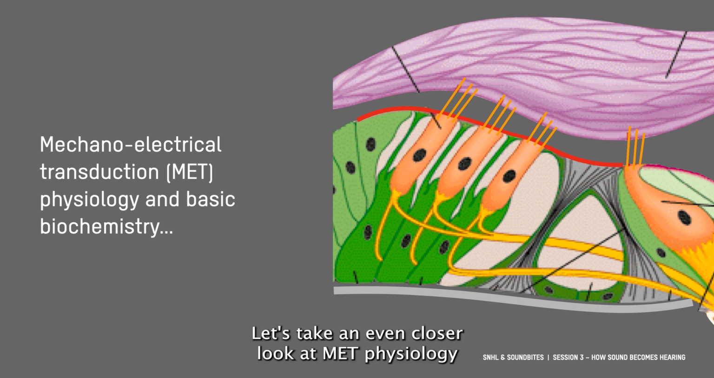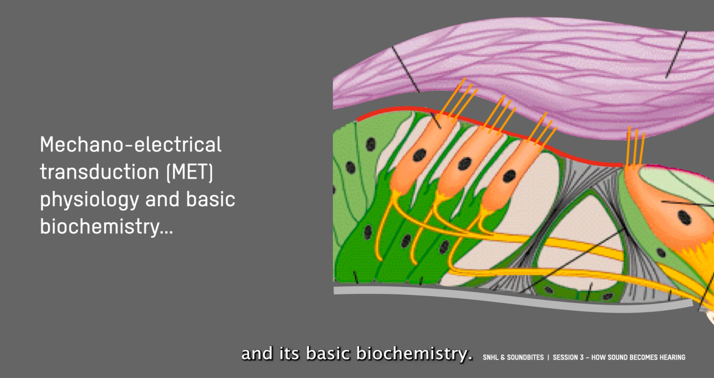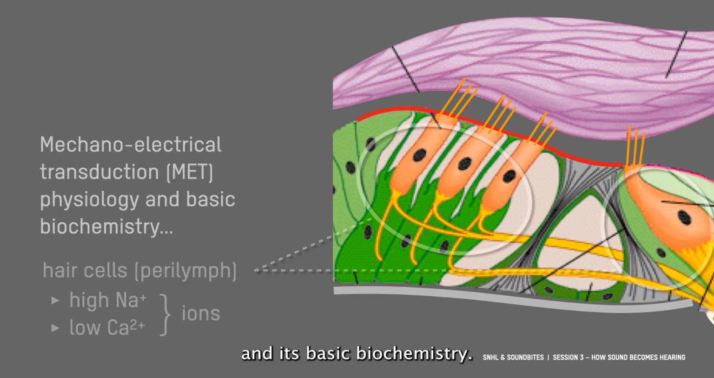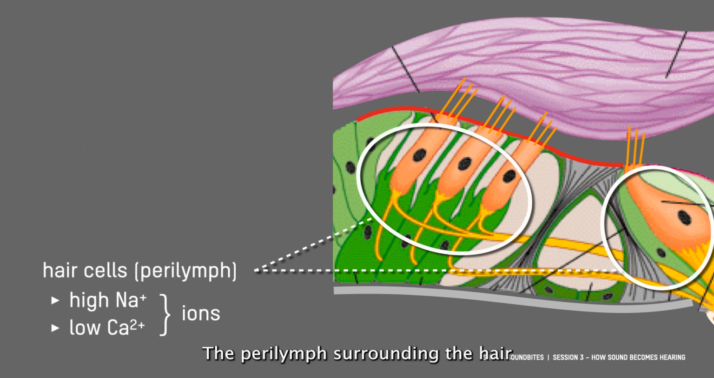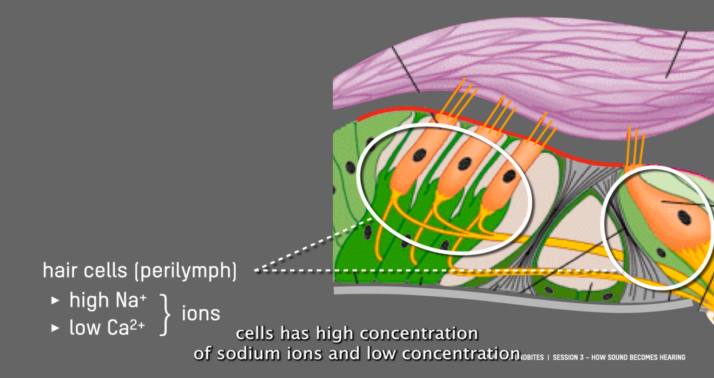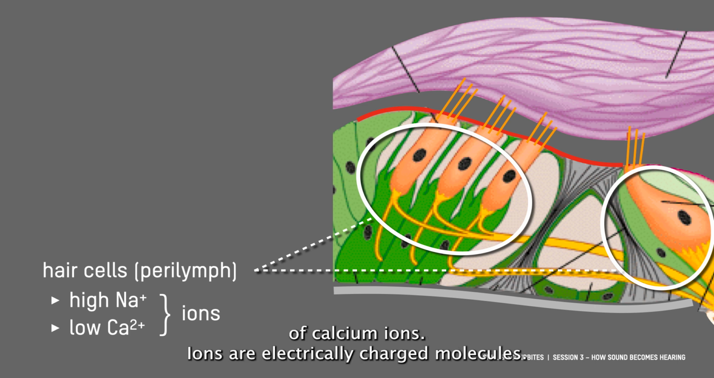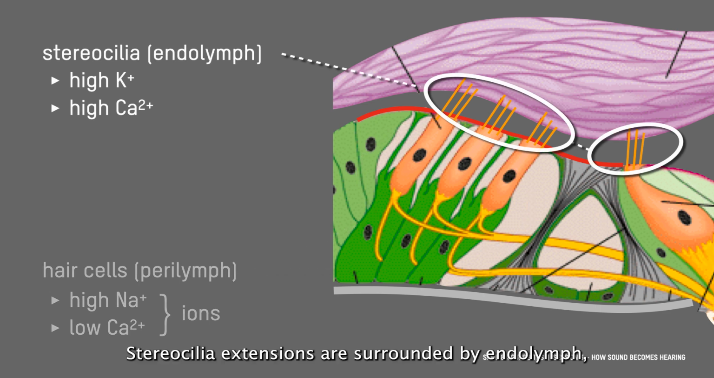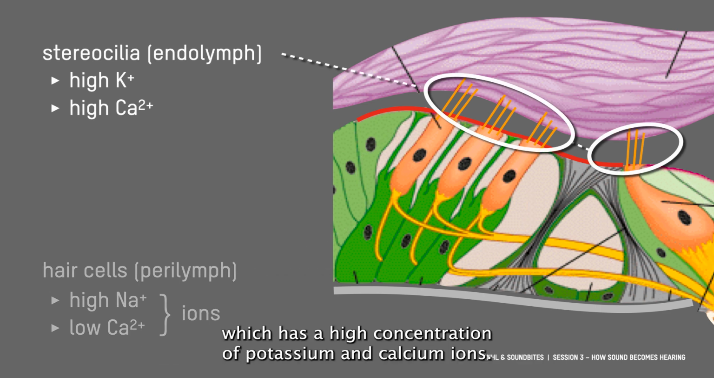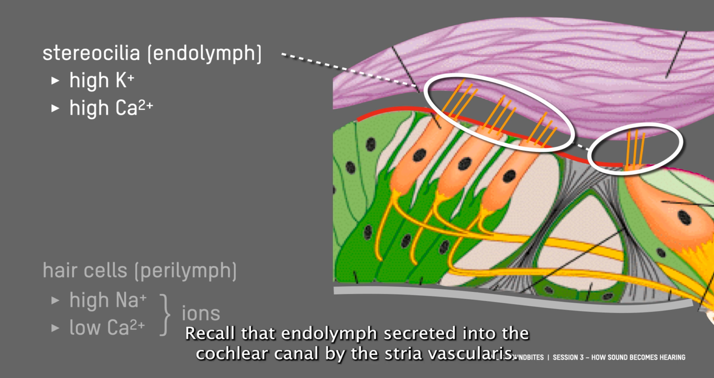Let's take an even closer look at MET physiology and its basic biochemistry. The perilymph surrounding the hair cells has a high concentration of sodium ions and a low concentration of calcium ions. Ions are electrically charged molecules. Stereocilia extensions are surrounded by endolymph, which has a high concentration of potassium and calcium ions. Recall that endolymph is secreted into the cochlear canal by the stria vascularis.